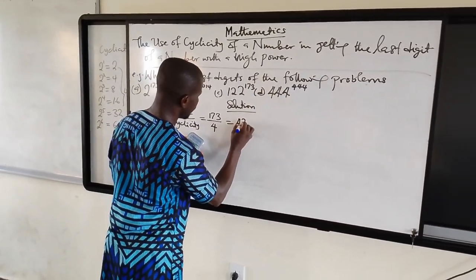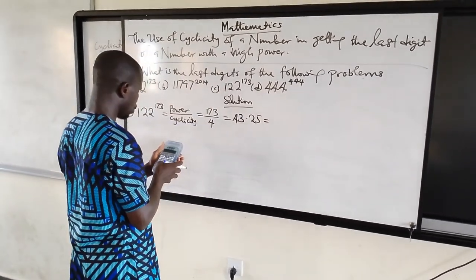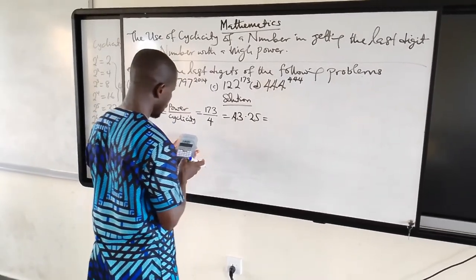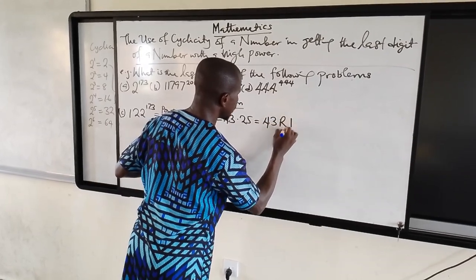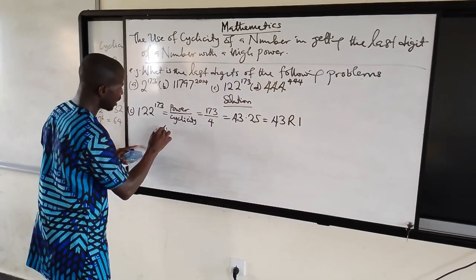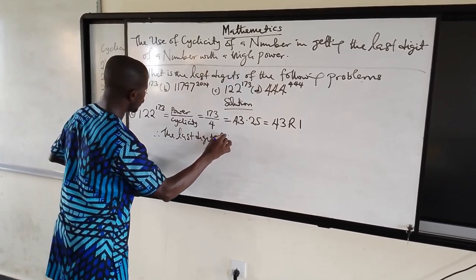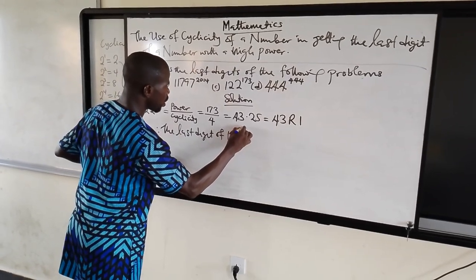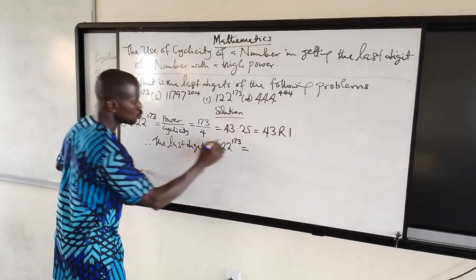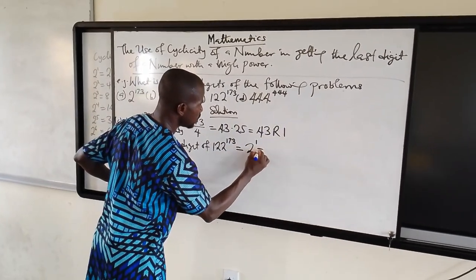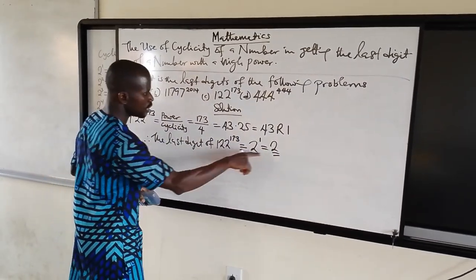This gives us 43.25. And that tells me there's a remainder. So I have 43 now, remainder 1. 1 is the remainder. Therefore, the last digit of 122 raised to the power of 173 will be equal to this last digit 2 raised to the power of the remainder 1, and this gives me 2. Therefore, the last digit of this number is 2.